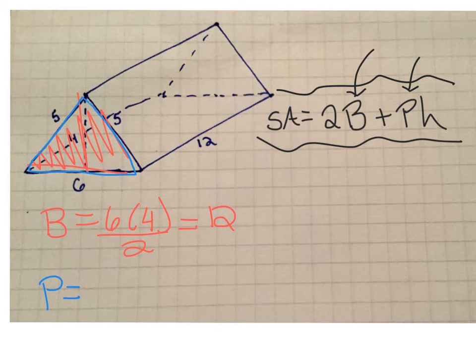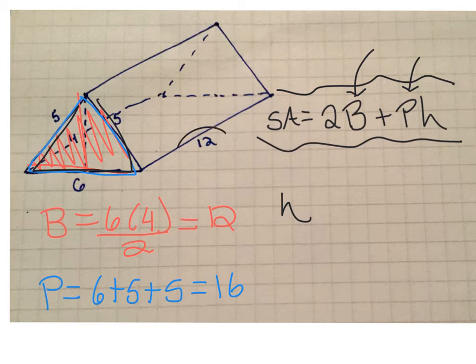Now, we have to find the perimeter of the base, which just means add up the outsides. So 6 plus 5 plus 5 is 16. And then the height. So the height is whatever number has nothing to do with the base. So in this case it's 12. A common mistake is to think, well, it's 4 units tall, but it's actually whatever number has nothing to do with the base is the height.